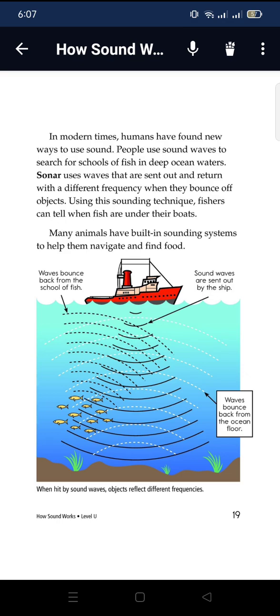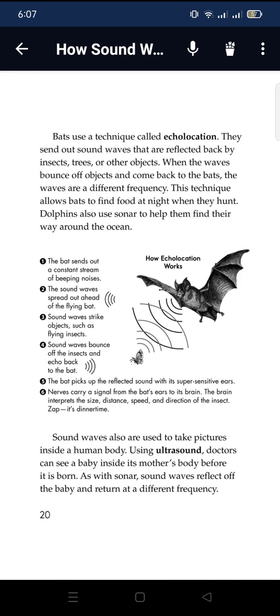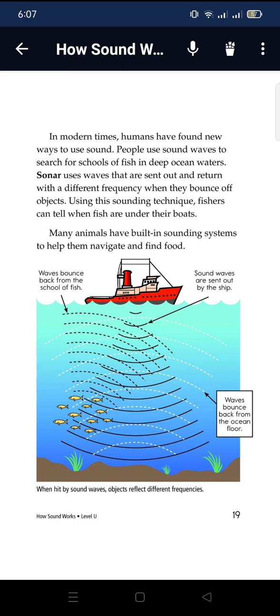In modern times, humans have found new ways to use sounds. People use sound waves to search for schools of fish in deep ocean waters. Sonar uses waves that are sent out and return with a different frequency when they bounce off objects. Using these sounding techniques, fishers can tell where fish are under their boat. Many animals have a built-in sounding system to help them navigate and find food.